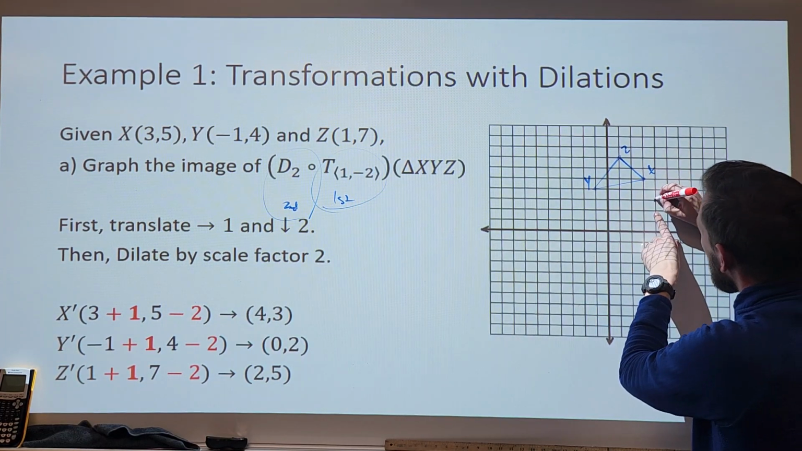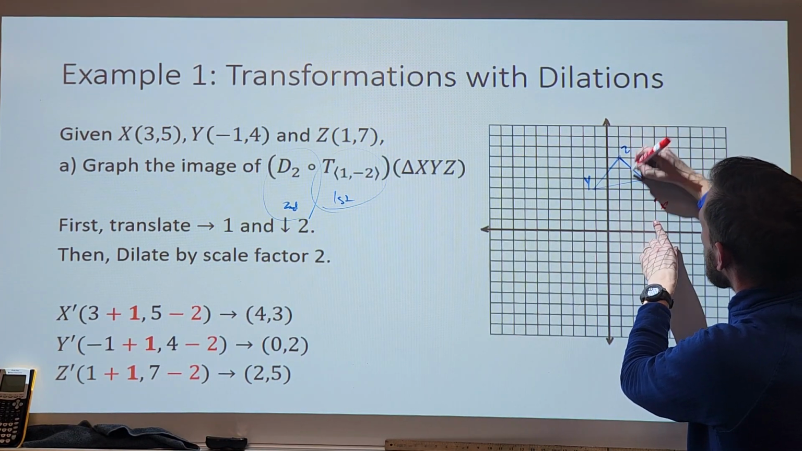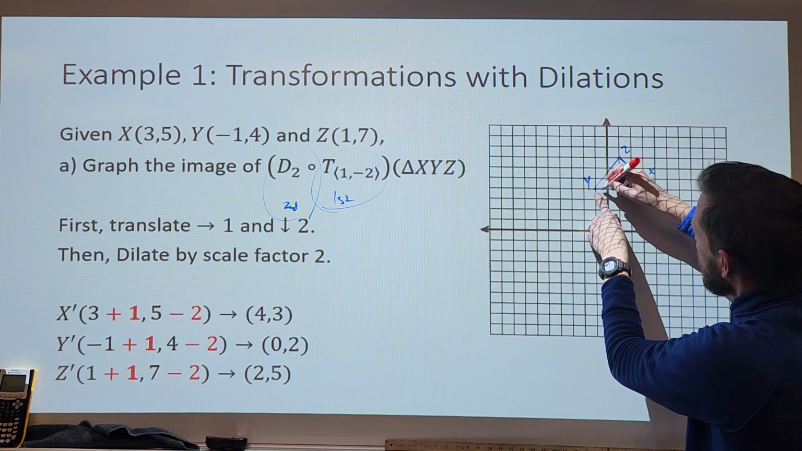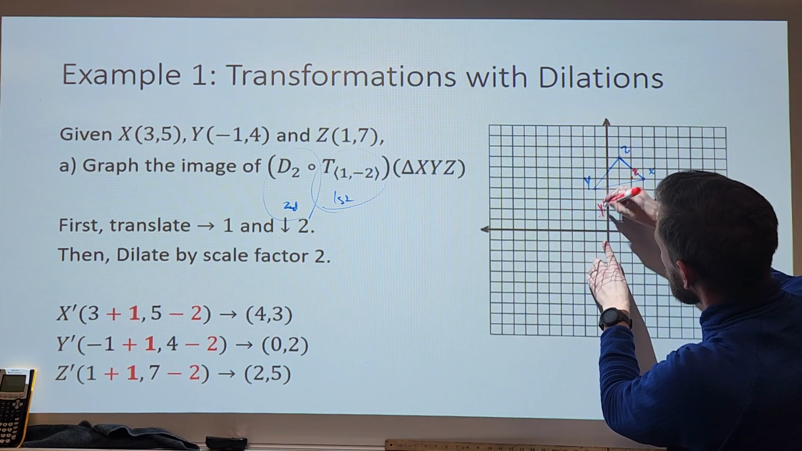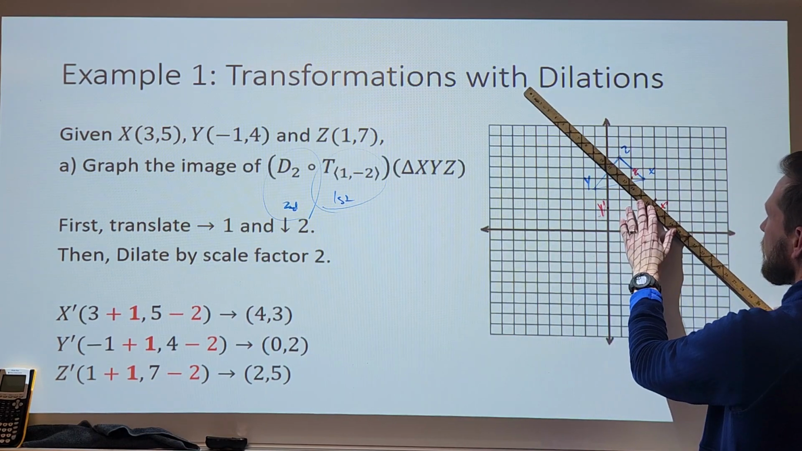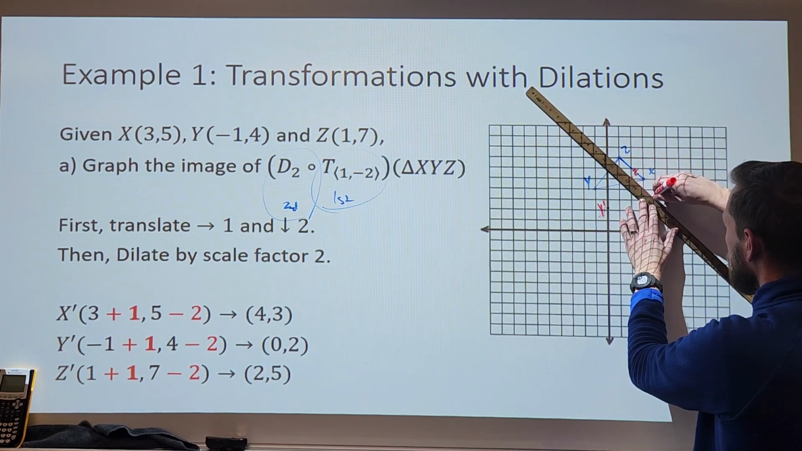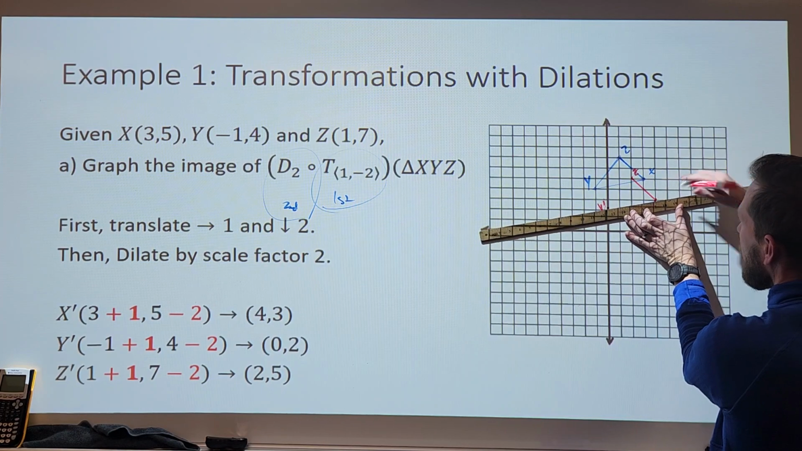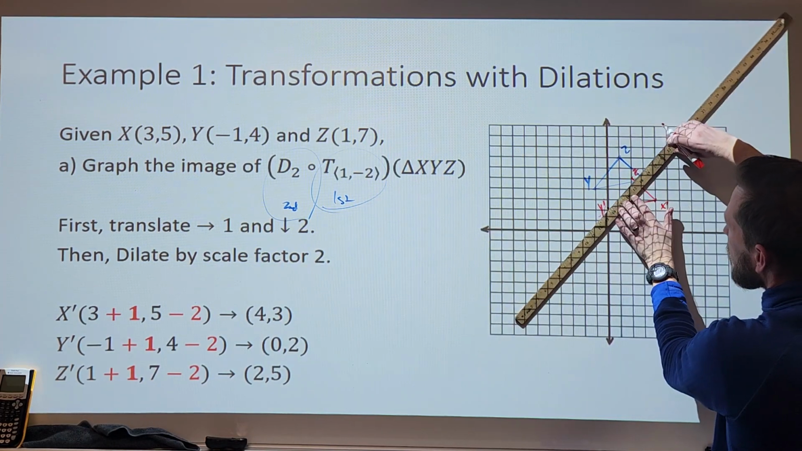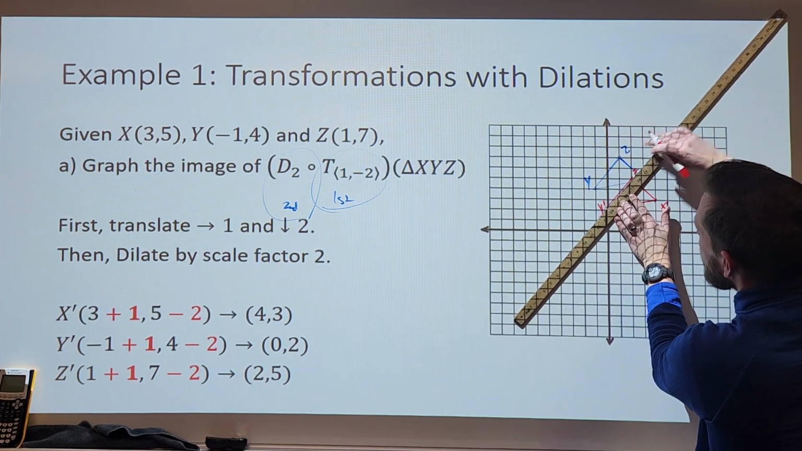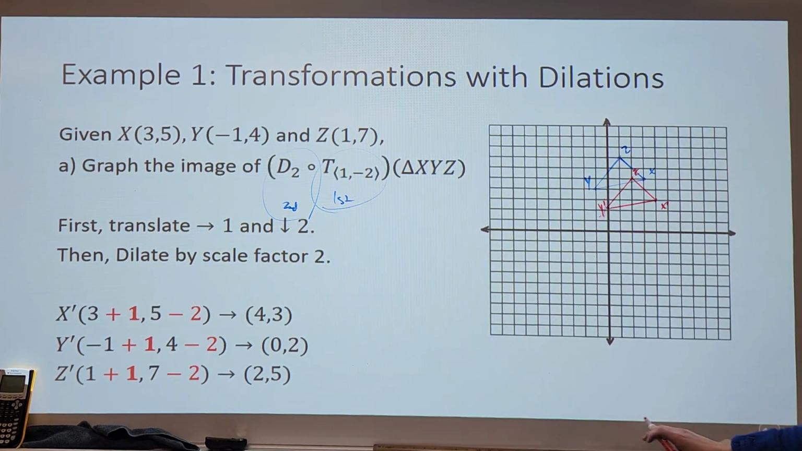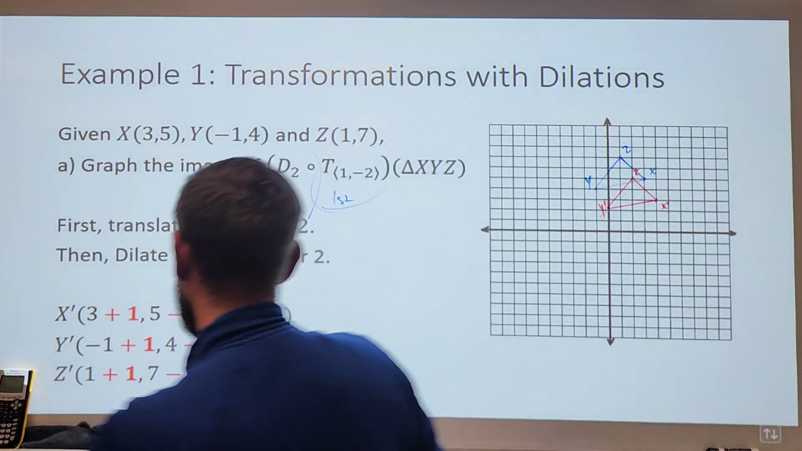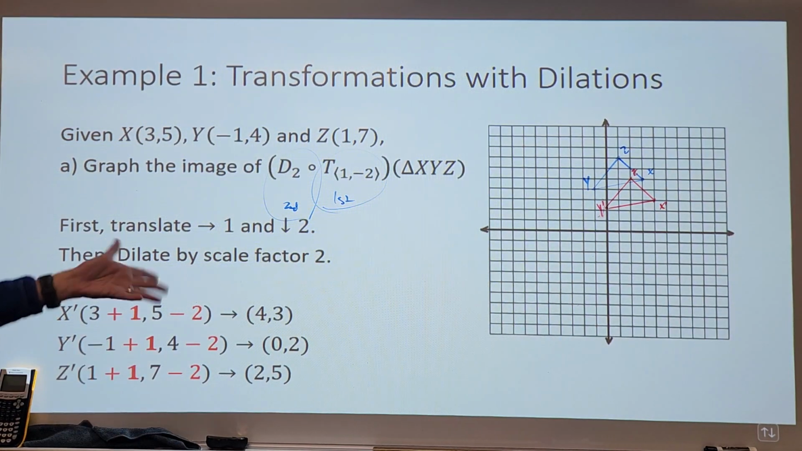So if I go forward 1, down 2, here is now x prime. Forward 1, down 2, there is z prime. Forward 1, down 2, there is y prime. All right, so I've moved that to these new locations. This is where x prime, z prime, y prime is. It's our translated figure. Our translated figure is just shifted over 1 and down 2. Then we need to dilate by a factor of 2. All right? Oh, here I did the translation. All right, so we found those.